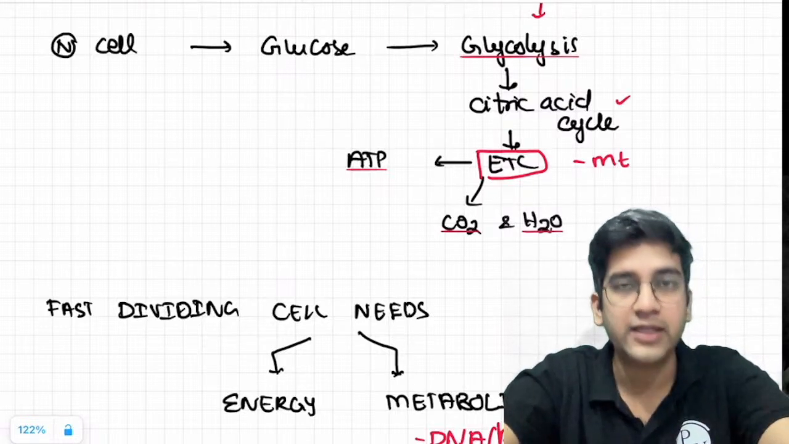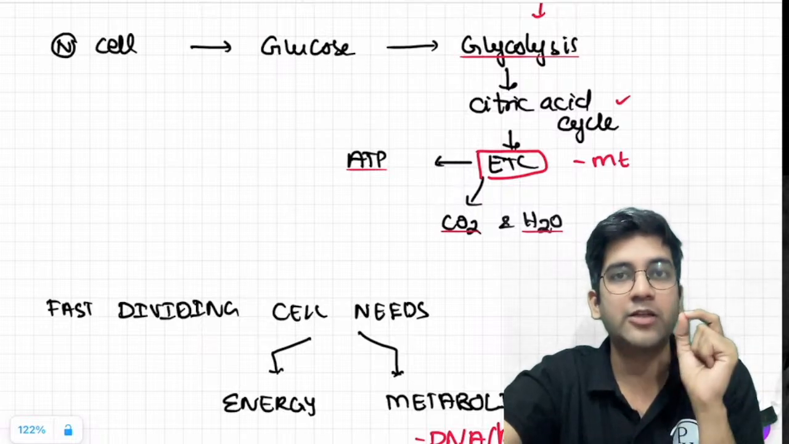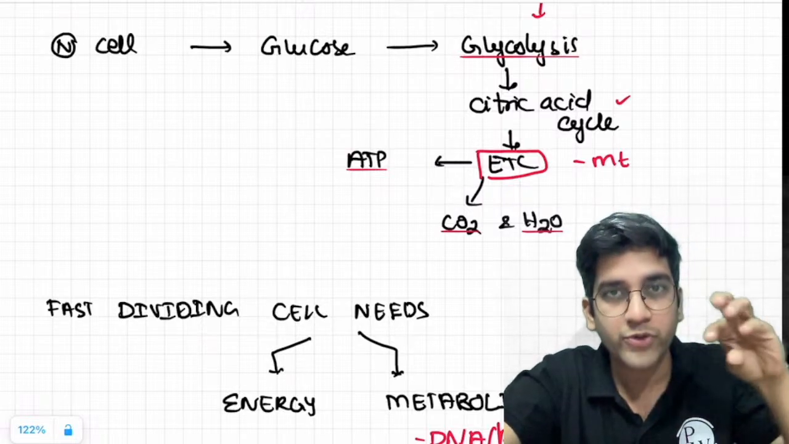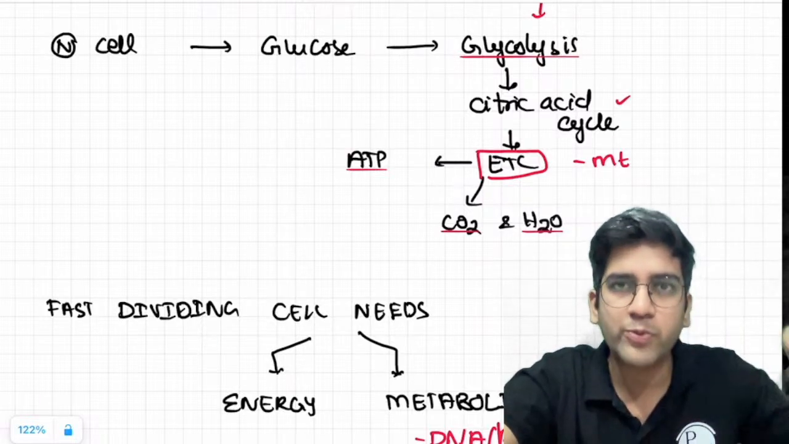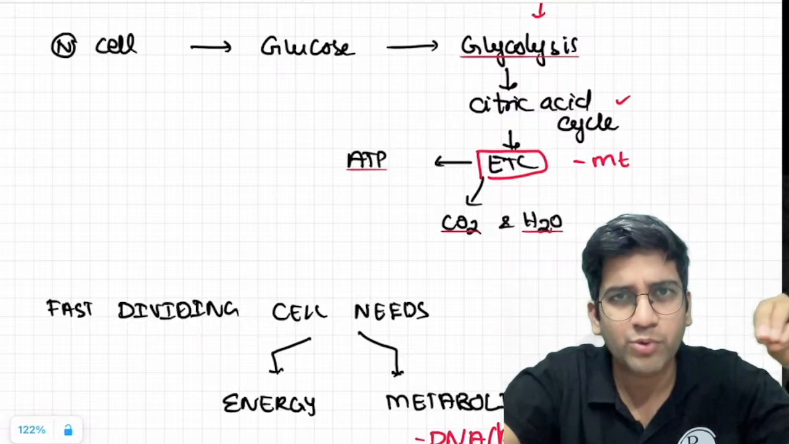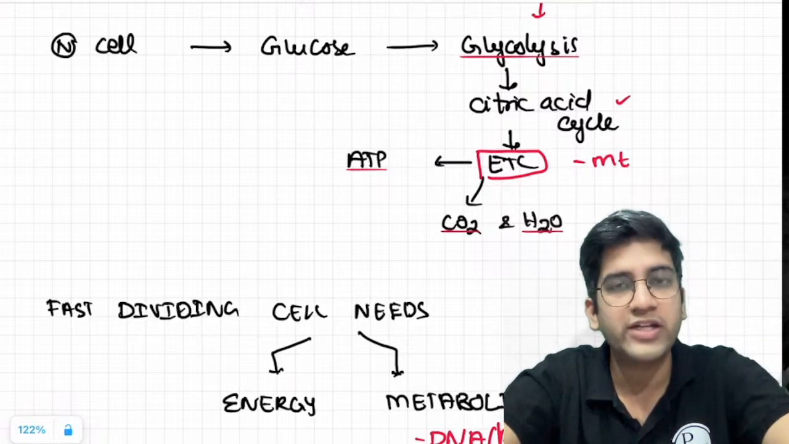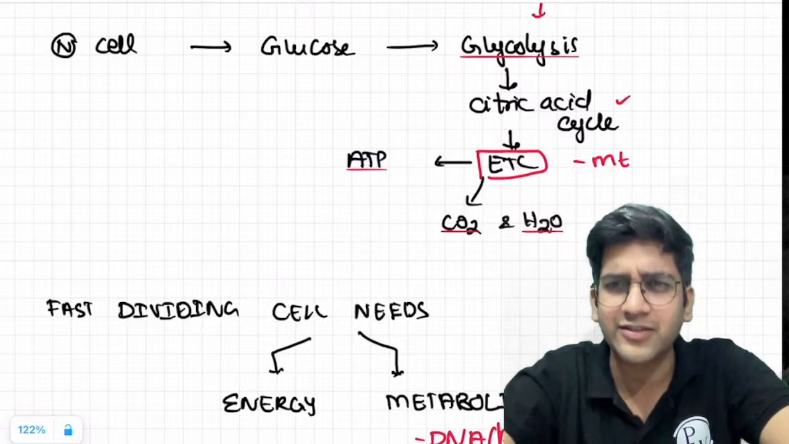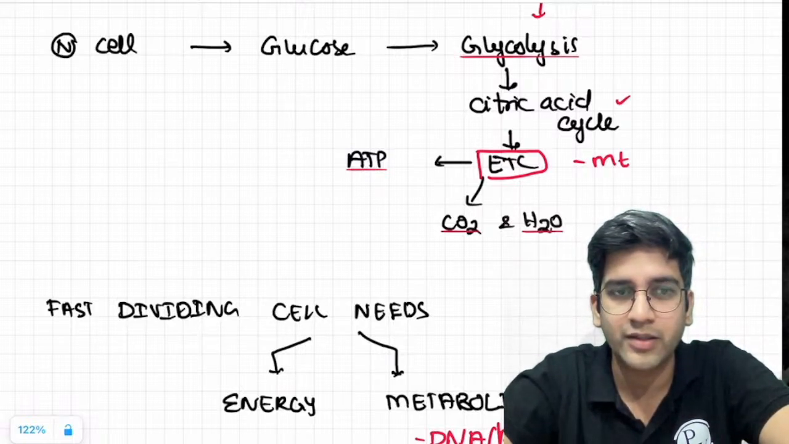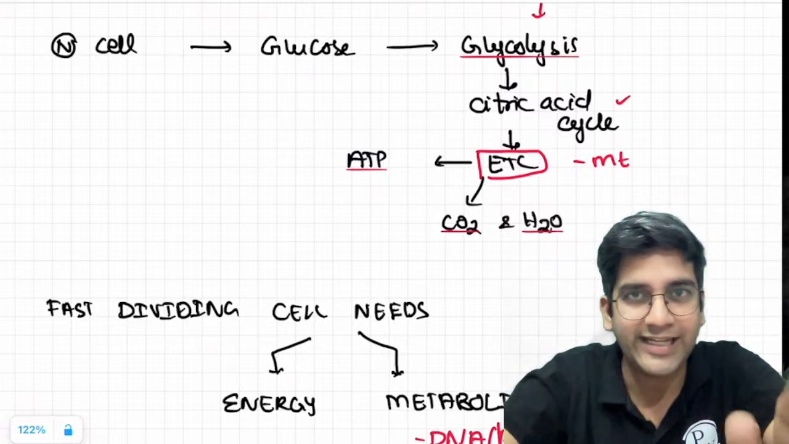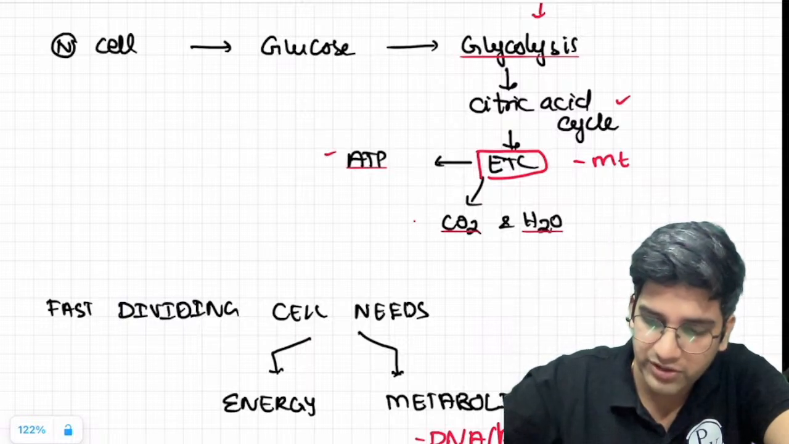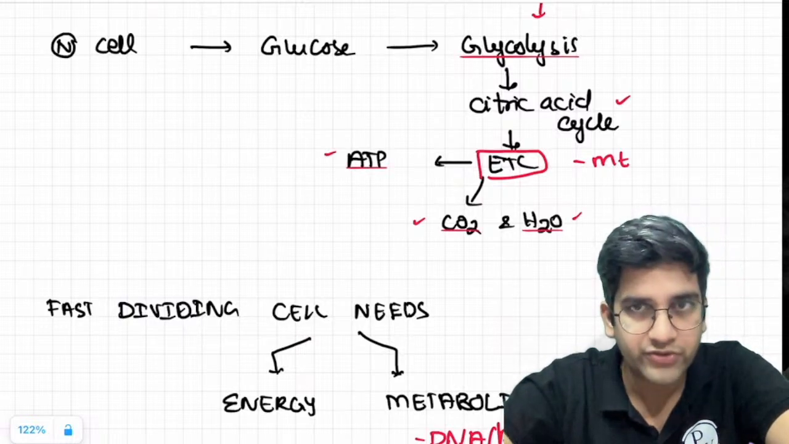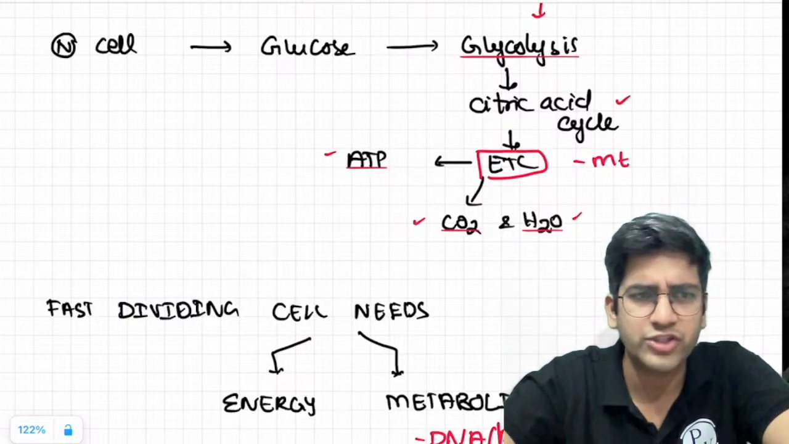I'll tell my question again. Whenever a normal cell metabolizes glucose, will it produce ATP only or will it also produce DNA, RNA, protein and lipid? What do you guys think? You can answer, it's fine if you make a mistake, but still answer. They'll produce only ATP, right? You can see my byproducts are only these 3. It'll produce carbon dioxide, water, and primarily ATP.